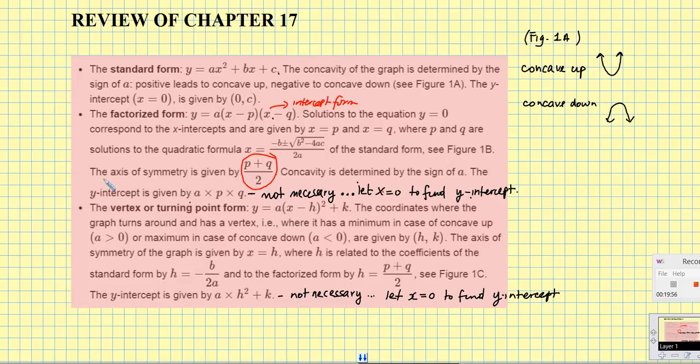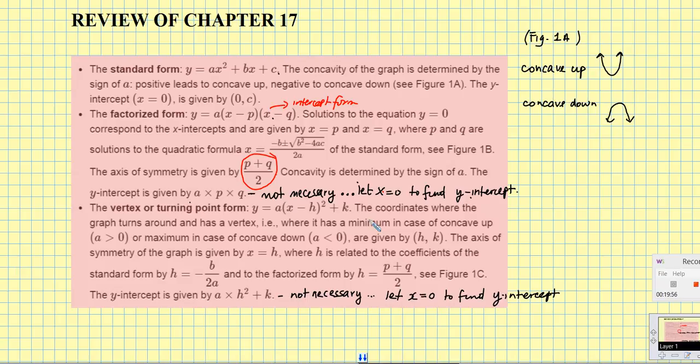Then the third method that we learned was the vertex or the turning point form, which was y equals a bracket x minus h all squared plus k. And the coordinates (h, k) are the vertex, where the value of h corresponds to the axis of symmetry, which divides the graph up into two identical parts, so it divides the graph in half. Okay? And we know that we can now figure out the axis of symmetry without having to figure out the vertex form from the standard form by completing the square.